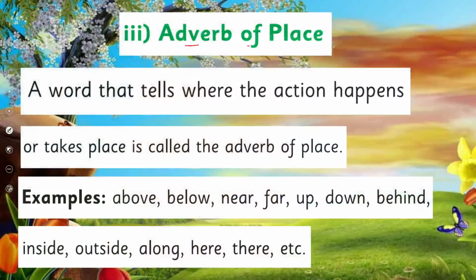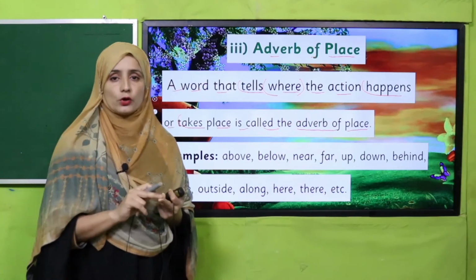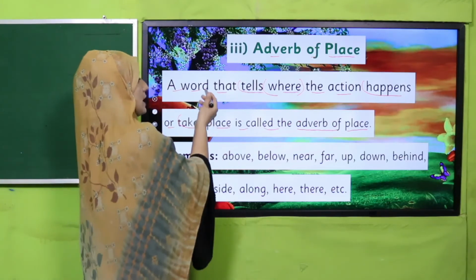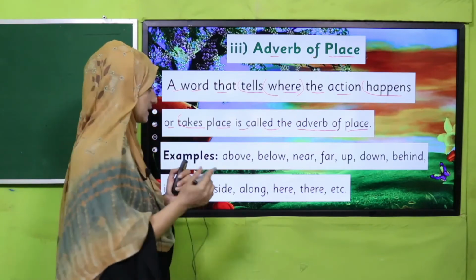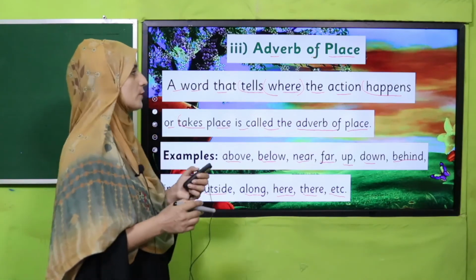And next is adverb of place. So what is adverb of place, my dear students? A word that tells where the action happens or takes place is called the adverb of place. Yes, my dear students, where the action is happening. Now, where is showing which place it is. In room, inside, outside, where the action is happening. So that place will give us the sense of adverb of place. Examples are: above, below, near, far, up, down, behind, inside, outside, along, here, there, etc.